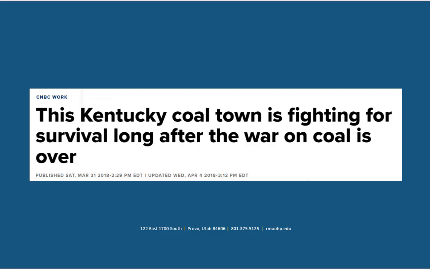So think about some of these headlines here. This Kentucky coal town is fighting for survival long after the war on coal is over. So, is using fossil fuels, using coal, detrimental to the health of a community, to the health of individuals who work in it, right? Coal miner's lung. But even though black lung disease is a concern for people working in those environments, also a concern is having a job.